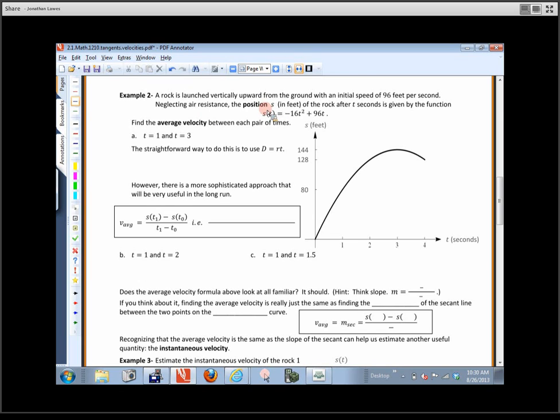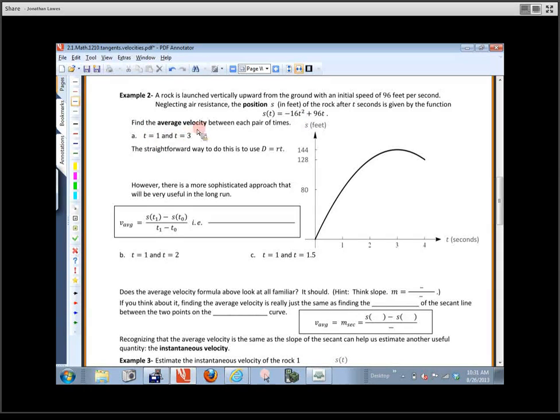We're going to keep track of the position. We generally use S to represent position, and we're going to talk about this in terms of feet. So we've got this position function that represents the height of the rock above the ground after t seconds. It's an equation that will tell you how high the rock is. If you put in a 0, where is the rock? It's on the ground. Its position is 0. If you put in a 1, that would represent the height of the rock after 1 second.